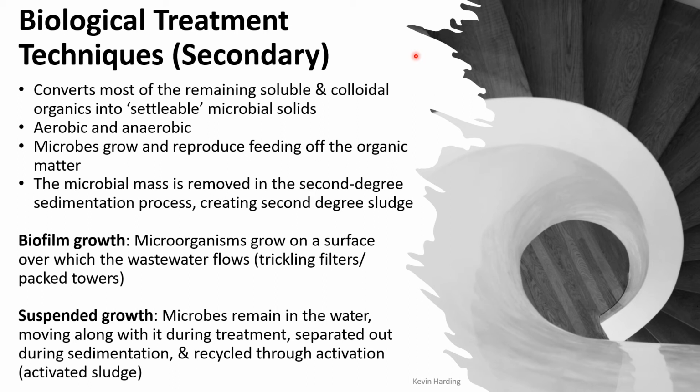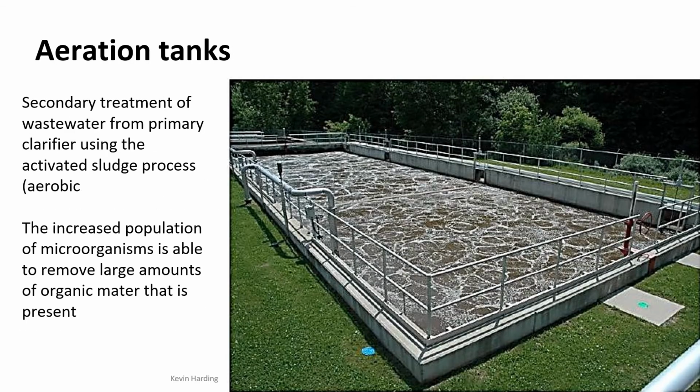There are possibly two different types of microbial treatment. The first one is biofilm growth, where the microorganisms grow on the surface over which the wastewater flows. So this is a trickling filter, and we'll see a picture of that now, or a packed column. So water literally filters over a slimy layer, which is that biofilm, or we have suspended growth, where the microorganisms are in the water themselves. So wherever the water goes, the microorganisms are in the water as well, as part of that activated sludge. The activated sludge meaning that there are microorganisms with the water.